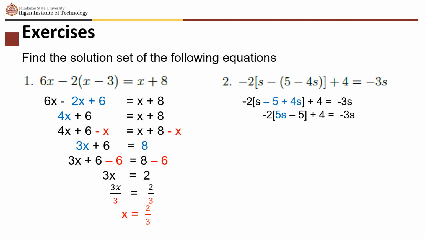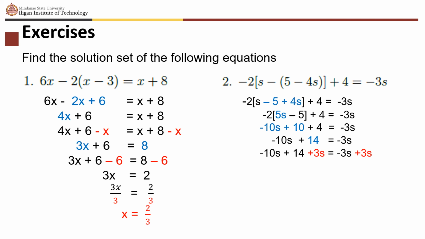And then distribute negative 2. We come up with negative 10s plus, negative 2 times negative 5 is plus 10. Then plus 4 equals negative 3s. Combining like terms, we have negative 10s plus 14 equals negative 3s. And then add both sides by 3s because it's minus. So add both sides by 3s and come up now with negative 10s plus 3s on one side and negative 3s plus 3s on the other. It will give us negative 7s plus 14 equals 0.